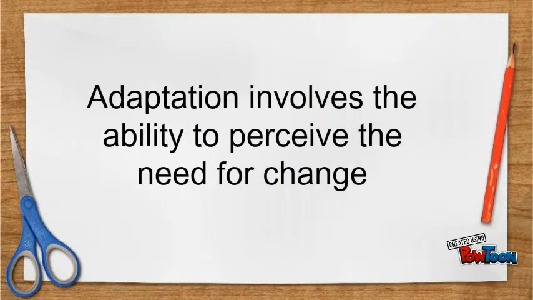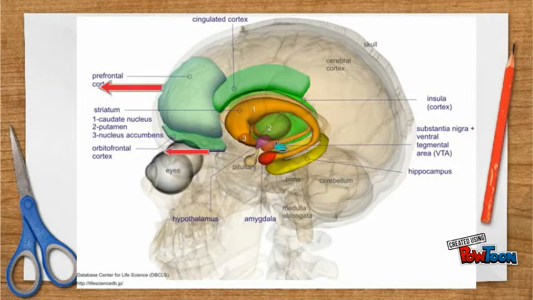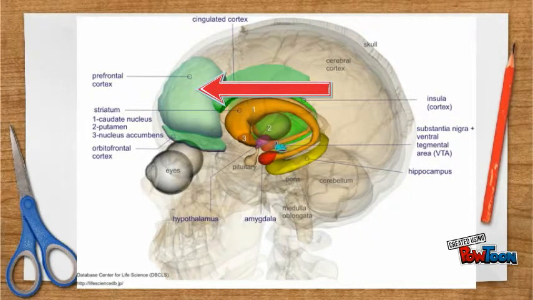Adaptation involves the ability to perceive the need for change. It involves the following: anterior and posterior cingulate cortex, basal ganglia, medial frontal cortex, dorsolateral prefrontal cortex.